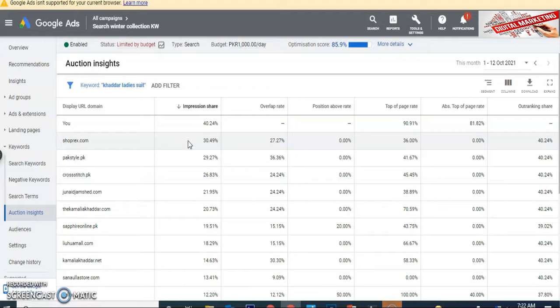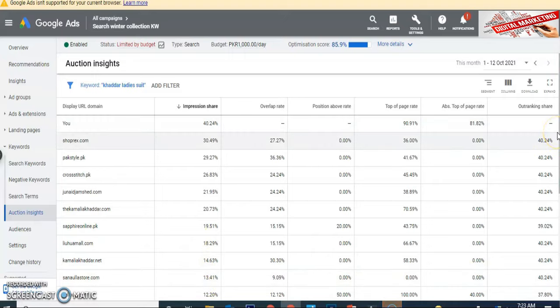Showprex is a competitor. Showprex's ad is appearing 30.49% of the time. Cross Stitch is a very good brand, and it's appearing just 26% of the time. Junaid Jamshed is at 22% of the time. And Sapphire is a big brand; SapphireOnline.pk is at 19% of the time. There are Sonaula, Zalbari, and let's see, other brands.